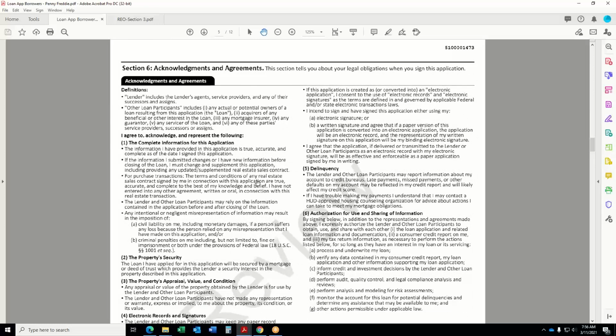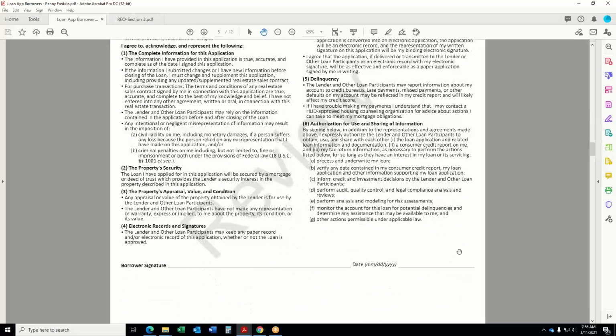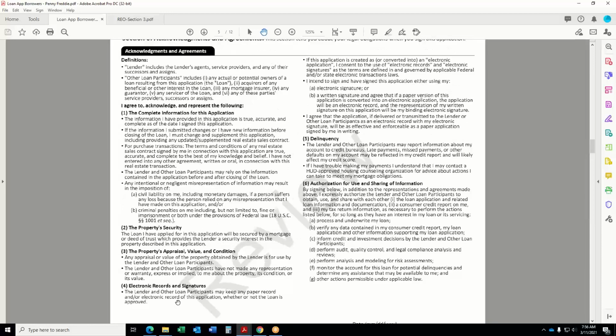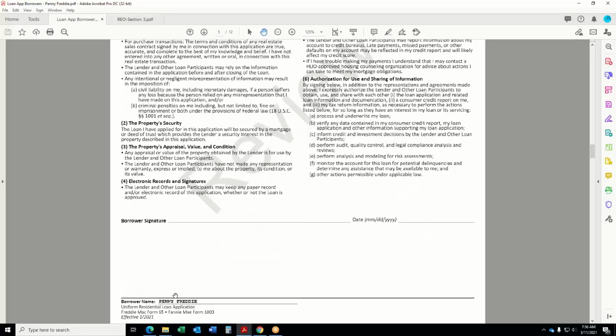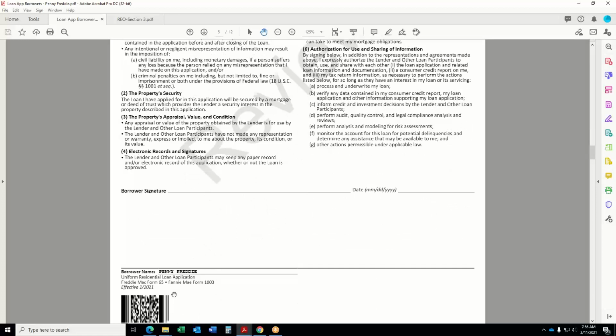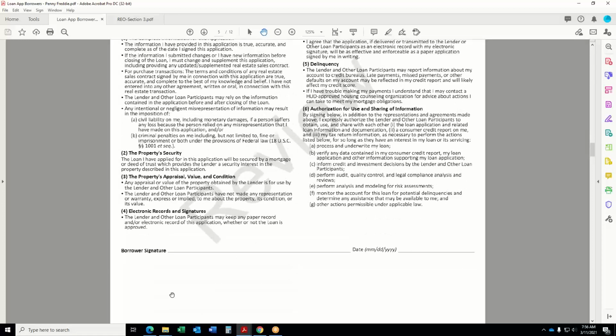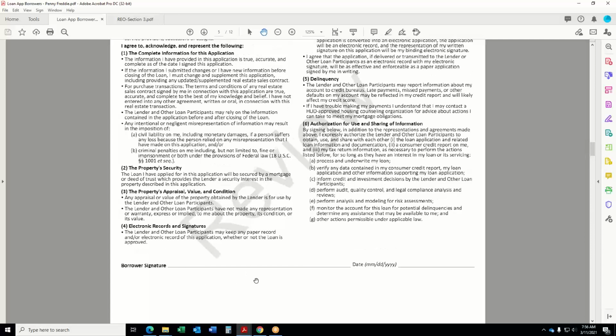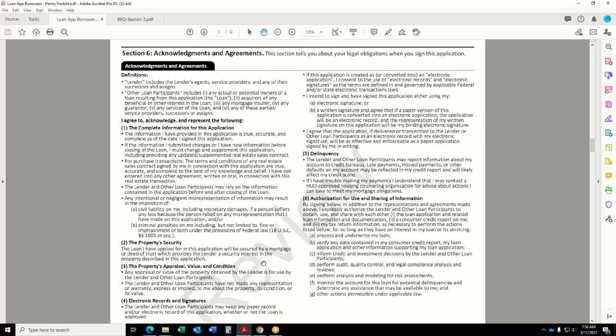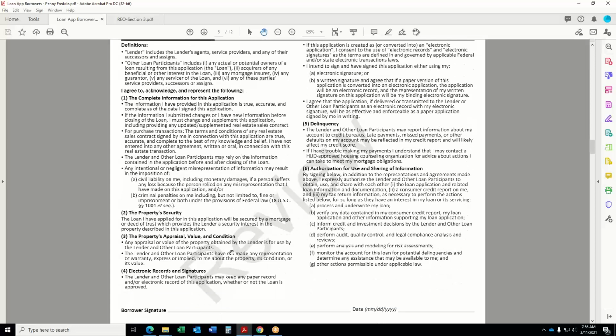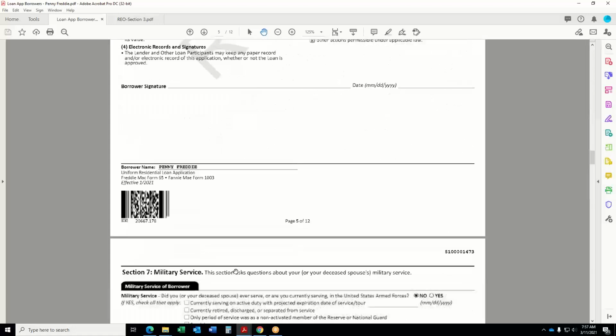Section 6 is the acknowledgement section. This is where the borrower is going to sign and electronically date. This is the borrower agreeing that everything that they have given us is true and accurate to the best of their knowledge. It also gives them information based on this type of loan, that the property is security or collateral for the loan, talks about appraisal and value, electronic records. I'm not going to spend time reading it out to you. At some point, you should read through it at least once so you are familiar with the information and can answer your borrower's questions.